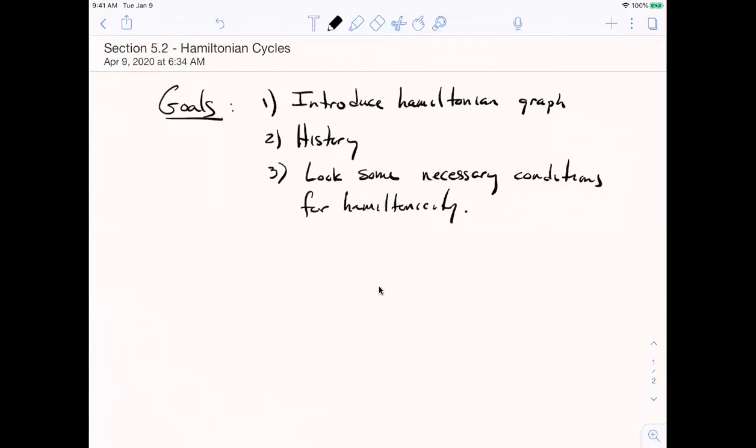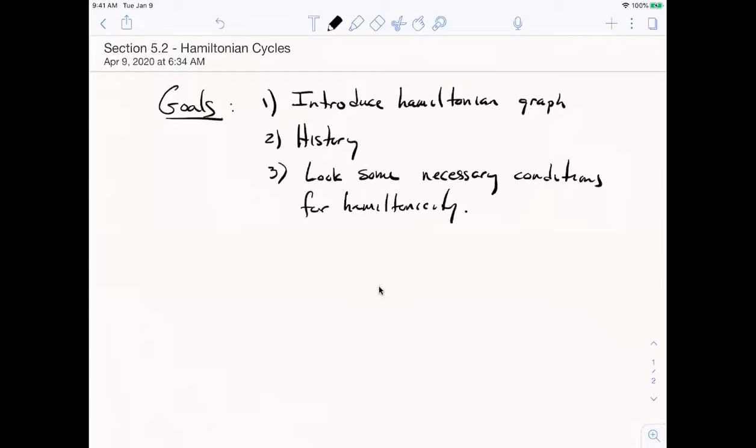Unlike Eulerian graphs, there aren't any known necessary and sufficient conditions for Hamiltonian graphs. Maybe one of you guys will find the first one. There's lots of necessary conditions. We'll look at some of them today. So things like, if you're Hamiltonian, then the following has to be true. There's lots of sufficient conditions. Things like, if this is true, then you're guaranteed to be Hamiltonian. But it turns out that there aren't any known, at least right now, useful in the sense that they're algorithmically approachable, necessary and sufficient conditions.